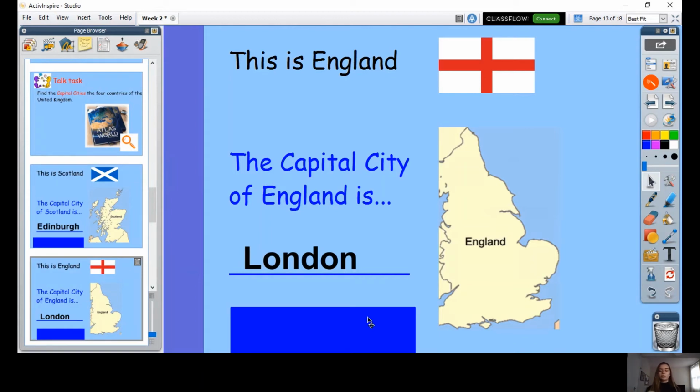We go to school in London. We all live in London. We are currently all in London. Now, London has over 9 million people living in London. So London, out of all the capital cities in the UK, has the highest population with over 9 million people, because London is very busy and is filled with lots and lots of people. And that is where we live.